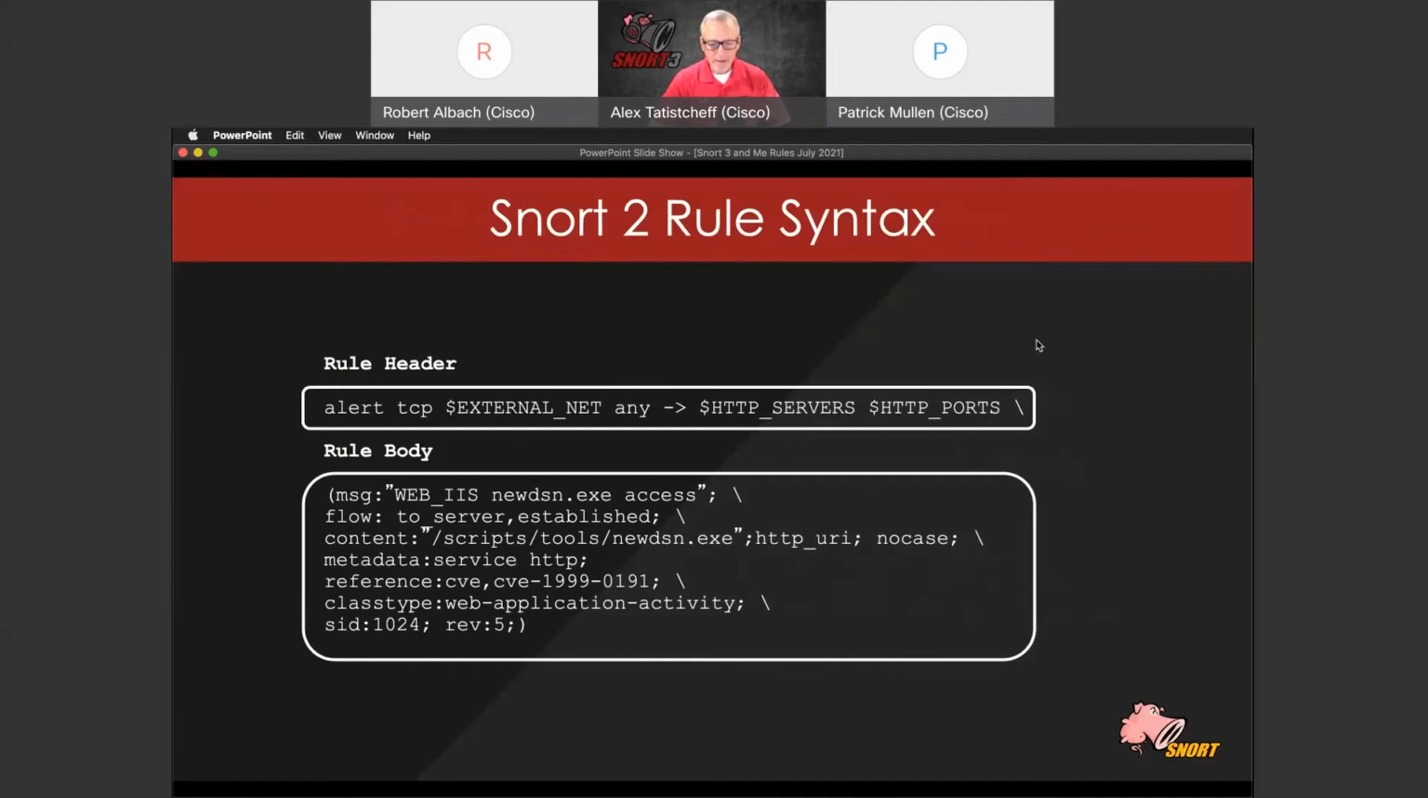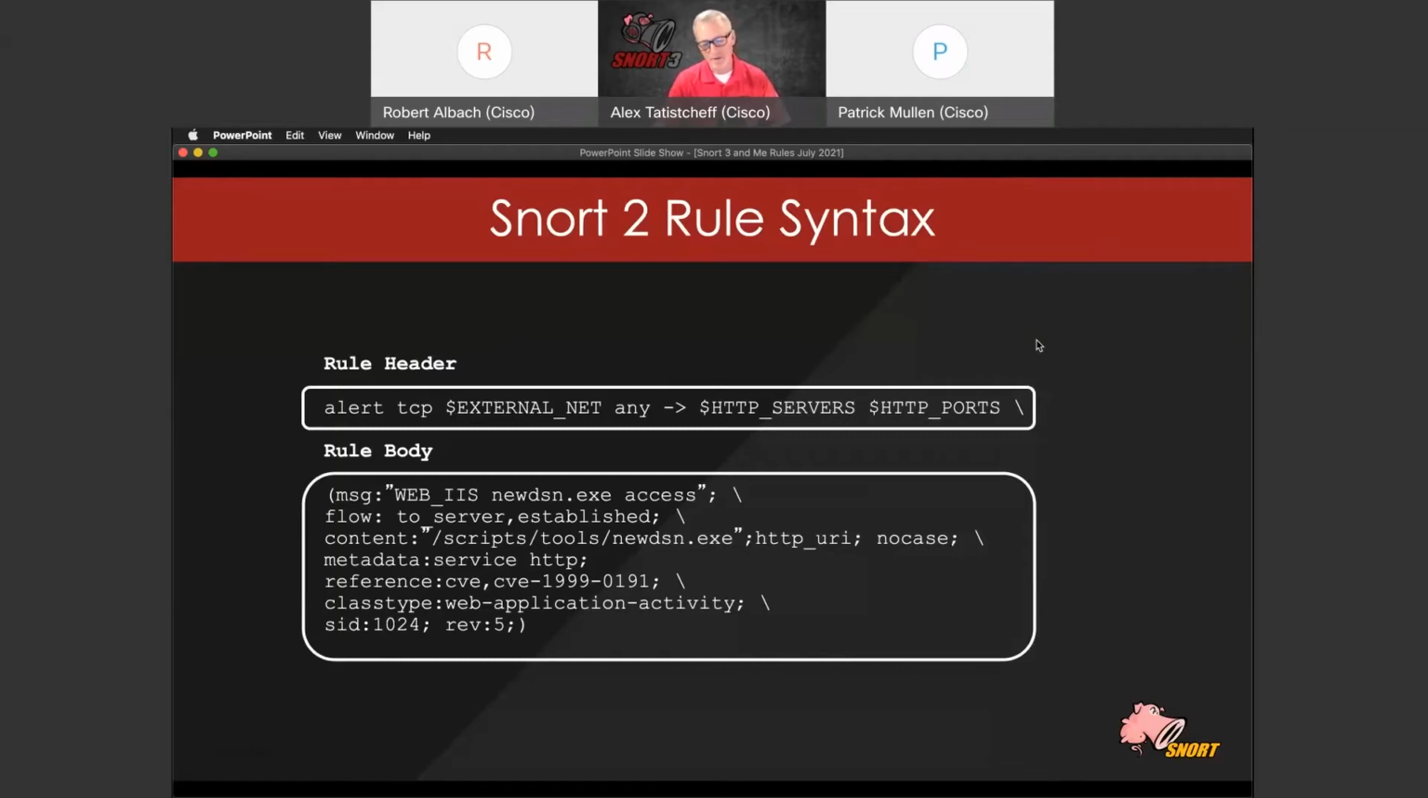Okay, this is my other slide on, again, Snort 2 rule reviews. This is the Snort 2 rule syntax. Should look pretty familiar to you if you've written any Snort rules. We have a rule header. There's several elements in those. I won't go into every one of those, but you have things like the action, source destination IPs and ports.